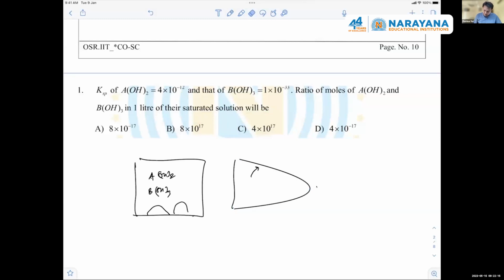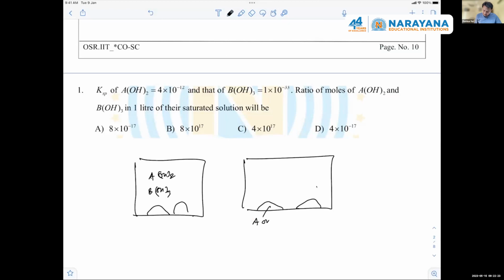So basically, we are talking about the amount which has passed into the solution. They will remain like A(OH)2 and B(OH)3. Now suppose S moles of that have gone into the solution and S dash moles of this have gone into the solution. So we basically want the ratio of S and S dash. Clear? Anything else in this question?